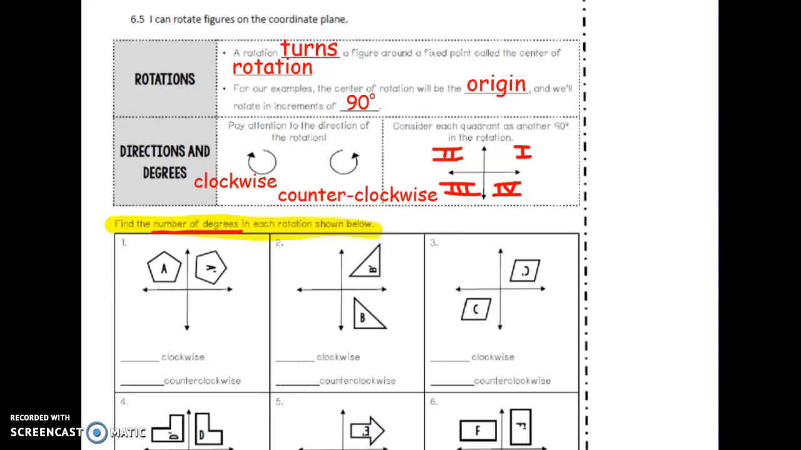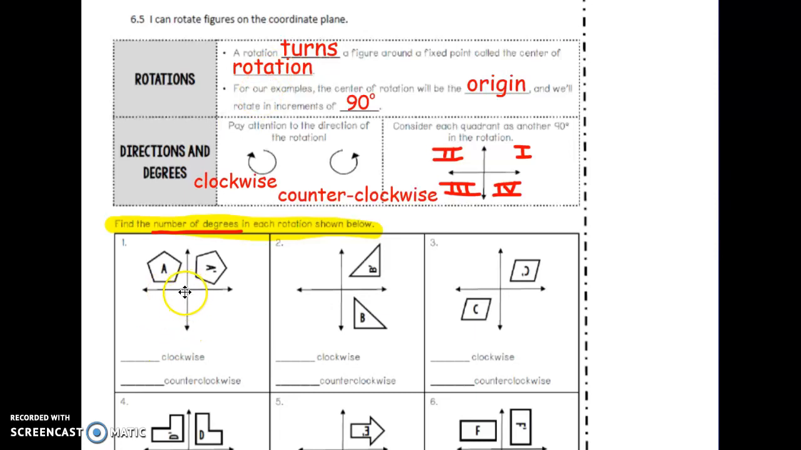Okay, today's lesson is Unit 6, lesson number 5, and you're going to be able to rotate figures on the coordinate plane after you learn what I'm showing you today. So, a rotation turns a figure around a certain fixed point called the center of rotation.